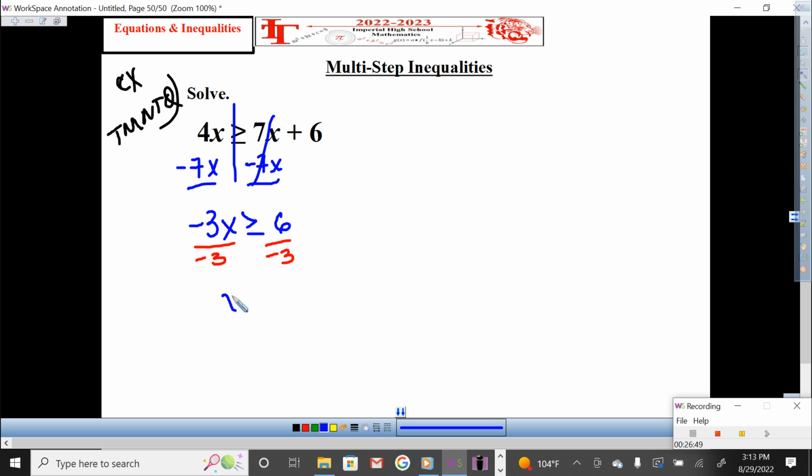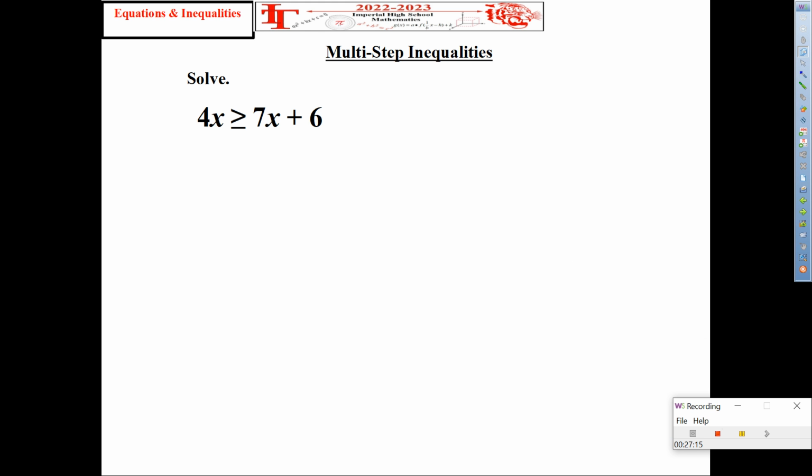X greater than or equal to? Less than or equal to? Negative 2. Hands, have you got that? That is correct. You made a good correction at the end. Why? Because we divided by a negative. All right? So enough of these easy ones. Ready for a word problem? Yeah, let's go. Let's go.